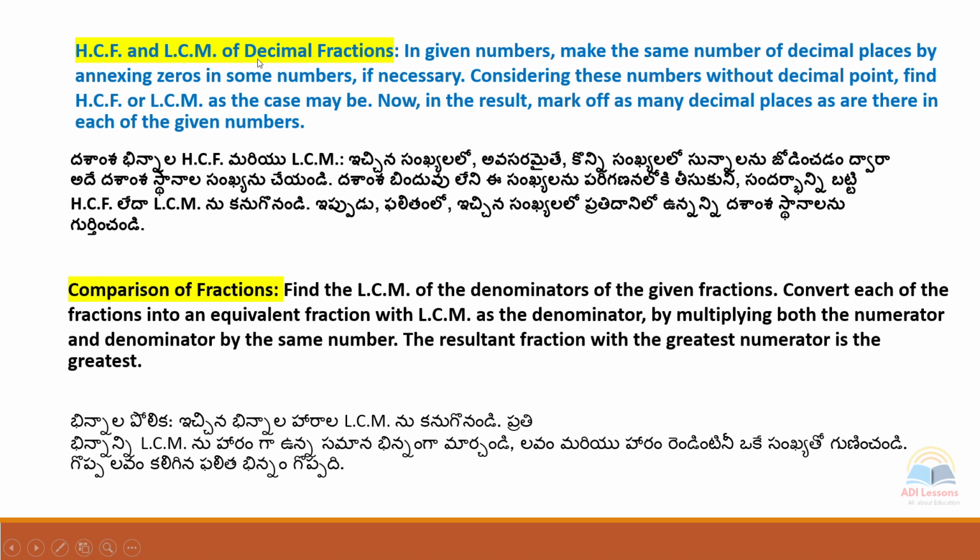HCF and LCM of decimal fractions. In given numbers, make the same number of decimal places by annexing zeros in some numbers if necessary. Considering these numbers without decimal point, find HCF or LCM as the case may be. Now in the result, mark off as many decimal places as are there in each of the given numbers.